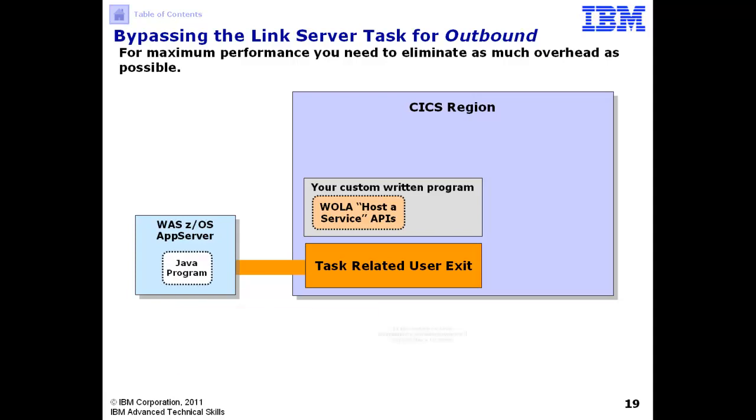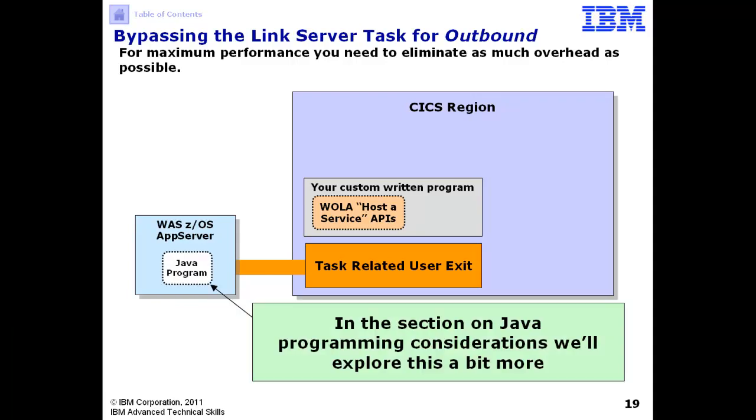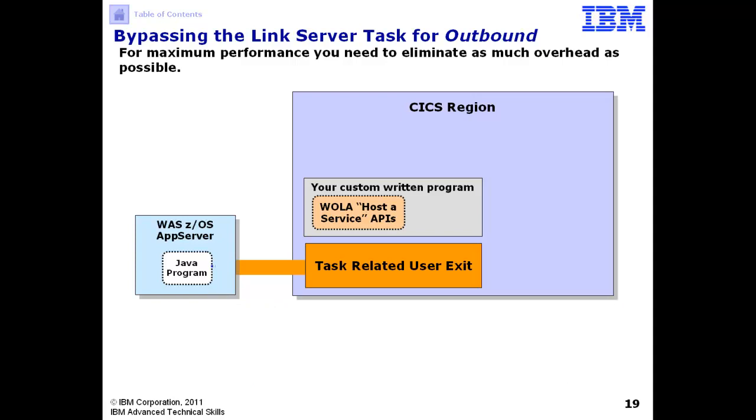The Java program in WebSphere prepares to call across Wola to your CICS program. We'll explore the programming requirements for the Java program in a later section of this series. The Java program calls into CICS across the established registration. Your CICS program, using the Wola host-to-service APIs, receives the call. It then invokes your custom DPL function to invoke the named CICS program.